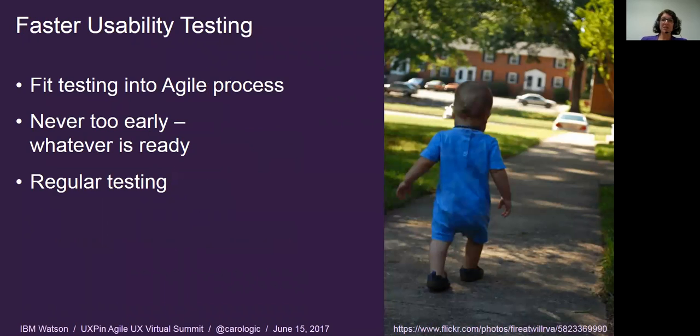So faster usability testing: fit the testing into the usability process, fit usability testing into the Agile process. Make it work with the team. Make sure the team is involved. It's never too early. Make sure that you're testing things that are helpful to you now, and whatever is ready, go ahead and test it. And do this regularly. Do this testing as regularly as possible, as frequently as possible, and make sure that the whole team is bought into the process.